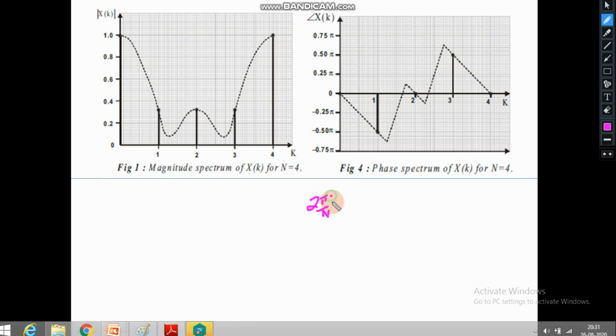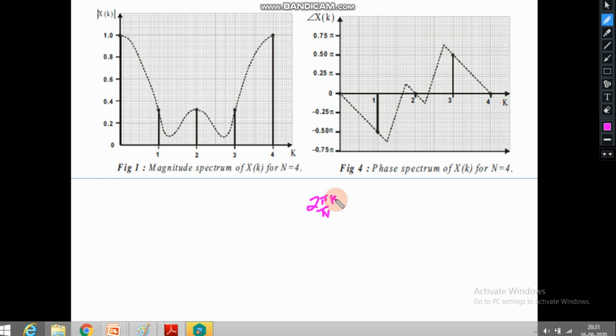This term is added in the equation to convert the DTFT to the DFT, to get the equation of the DFT from the DTFT, as a part of the formation of the DFT from the DTFT. So this is the example we have considered, and we have seen that the DFT is the sampled form of the DTFT.